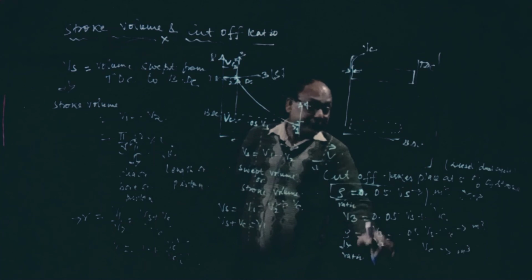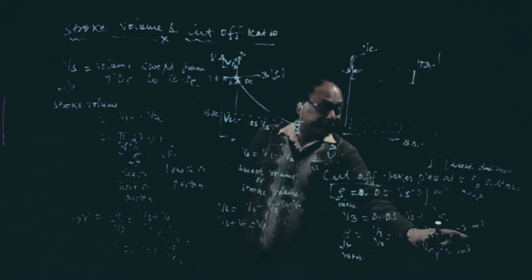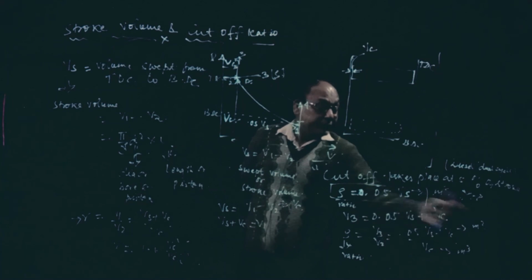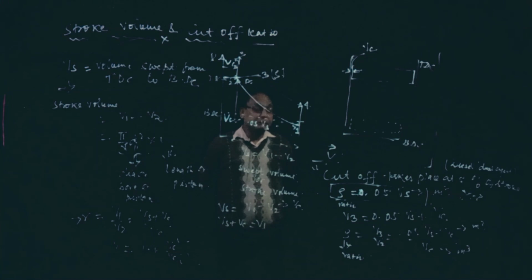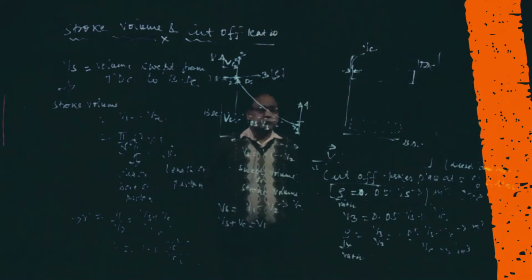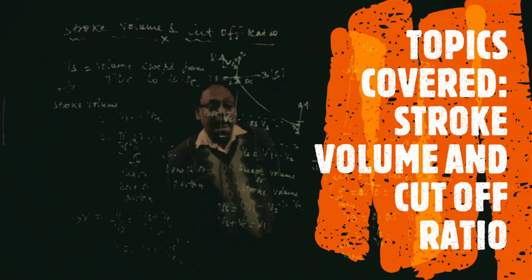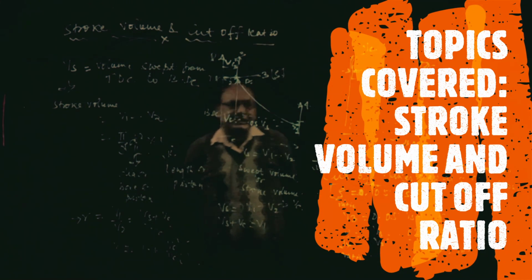So rho will be V3 by V2, where V3 is Vc plus 0.05 Vs, divided by V2. It will not have any unit. So cutoff ratio is a dimensionless term. This will help us to solve the numerical. I am going to solve one numerical in the next class. Thank you.